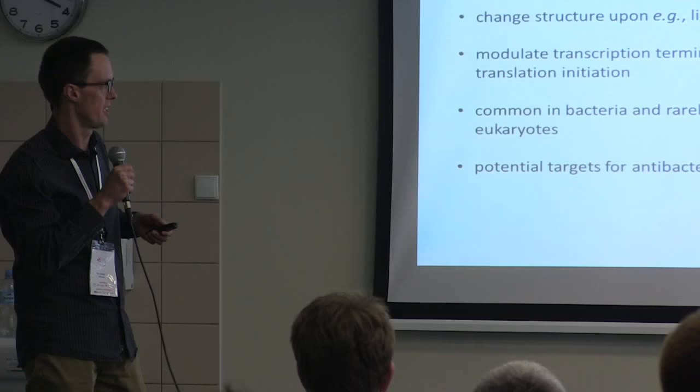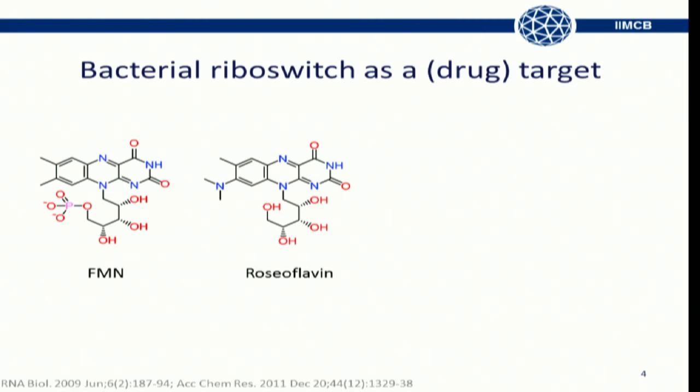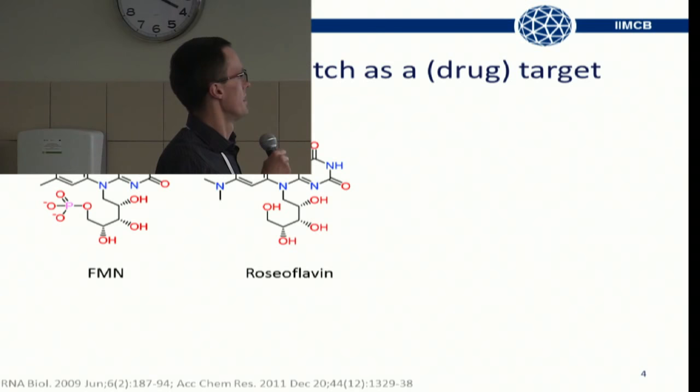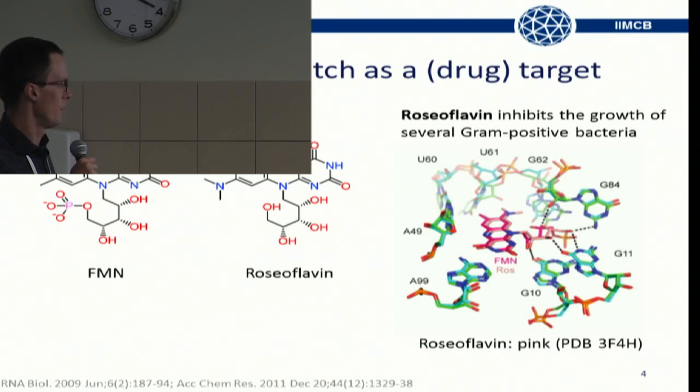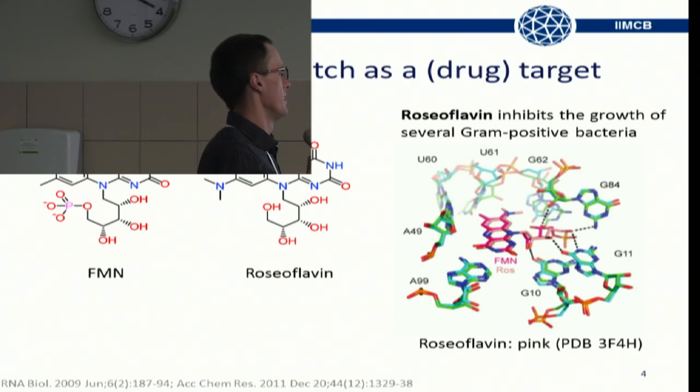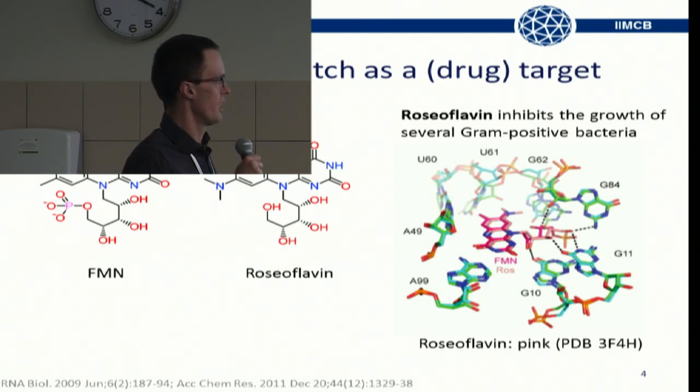And this is not only a theory. There are several examples of this mechanism. One of them is the FMN riboswitch, which is a target of the well-known roseoflavin compound, which is an antibacterial compound, and it has been shown that the mechanism of action of this compound is inhibition of the FMN riboswitch, and it was confirmed in many experiments.